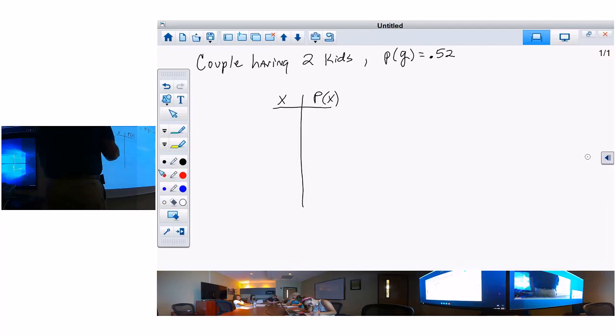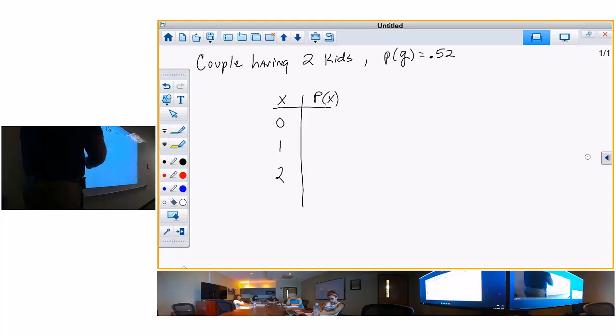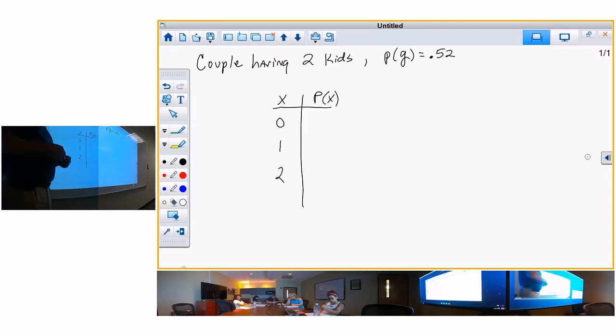Okay, now the events go on the left. And most of the time we've been doing 0, 1, and 2, right? Now why am I not going over 2? There's 2 kids.